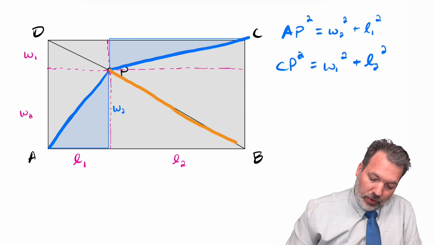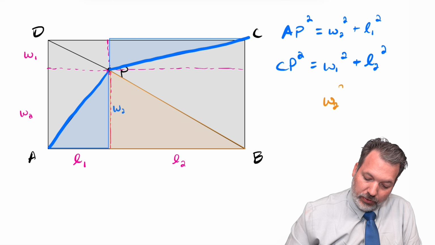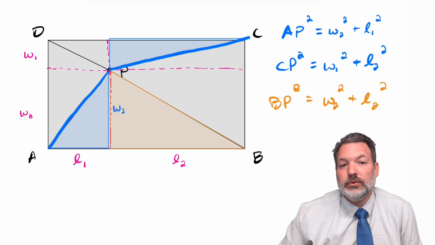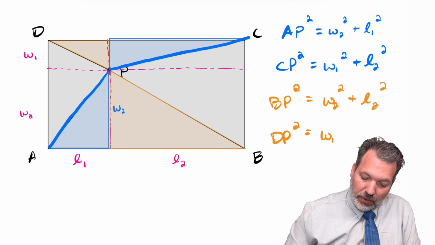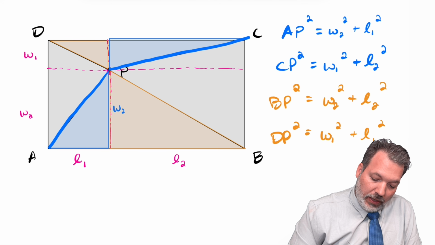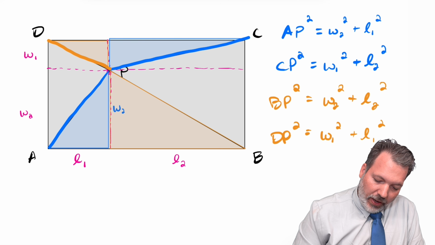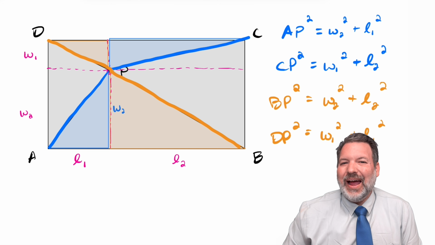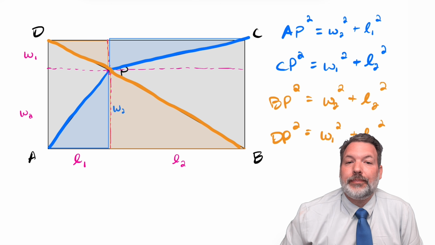Let's do that same thing with BP, for example, which is going to come from this right triangle, which has its legs W2 and L2. And so we can say that BP squared is equal to W2 squared plus L2 squared. And then finally, opposite that, we're going to figure out the square of DP, which is going to come from W1 squared plus L1 squared. That is the up and down length here is the W1, the left to right length here is the L1, and again, we're just applying Pythagorean theorem. So at this point, I have all four of those diagonal-like objects, those lengths drawn from the corners of the rectangle to that point P in the middle.